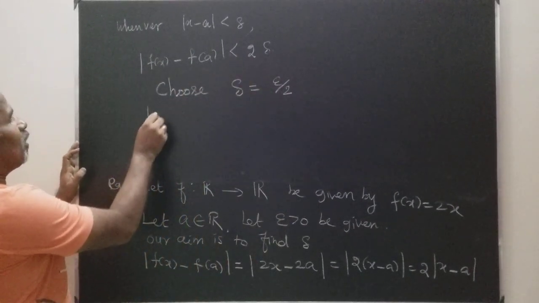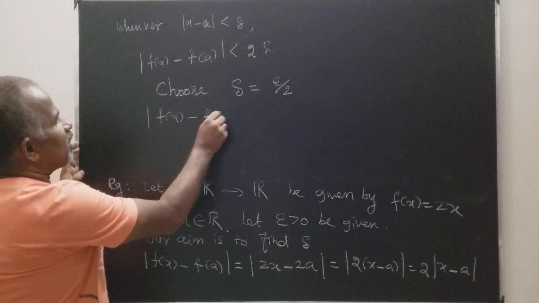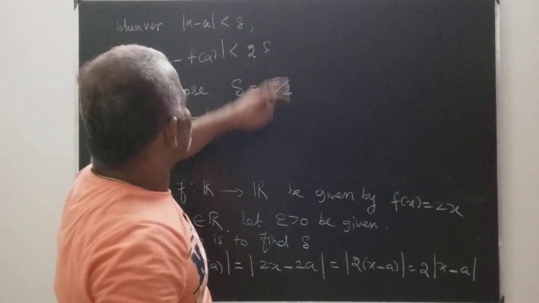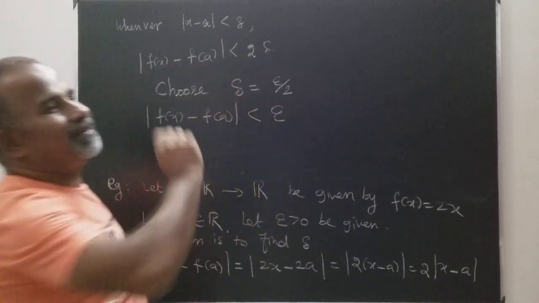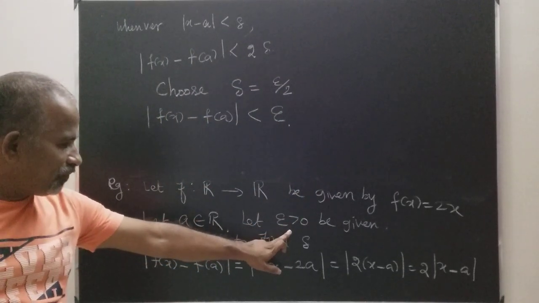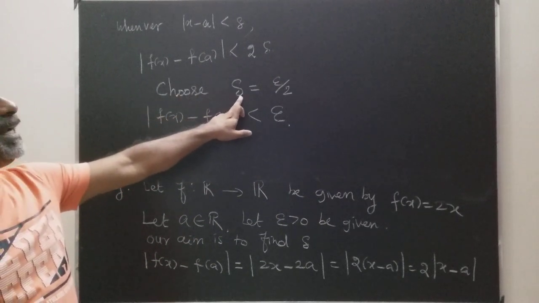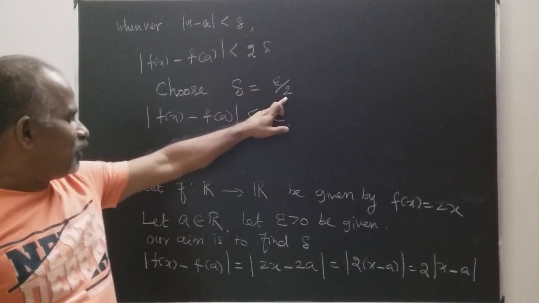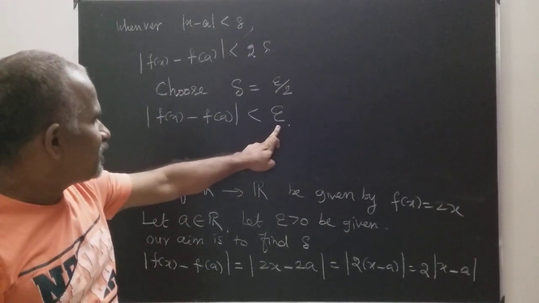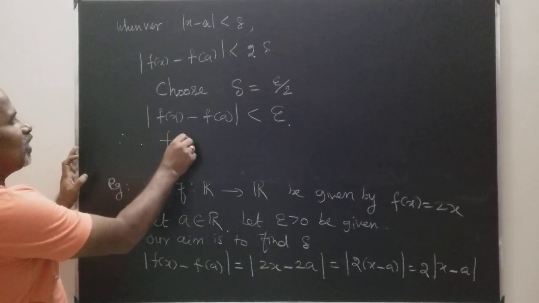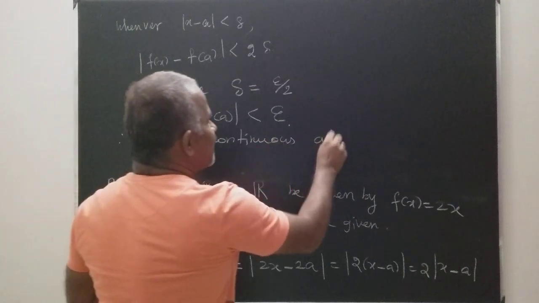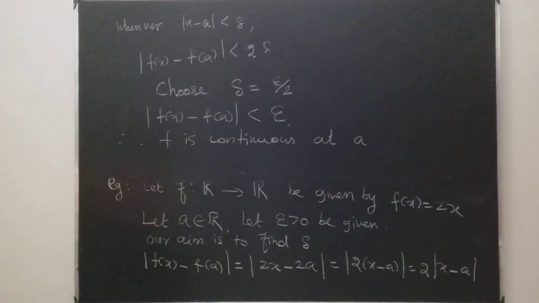Therefore, automatically modulus of f of x minus f of a is less than 2 times epsilon by 2, the 2 will cancel, and you get epsilon. So epsilon is given, and we have found one delta, delta equal to epsilon by 2, such that modulus of f of x minus f of a is less than epsilon. Therefore, f is continuous at a.